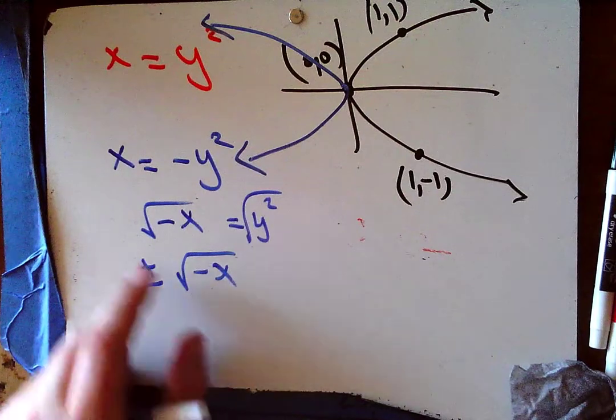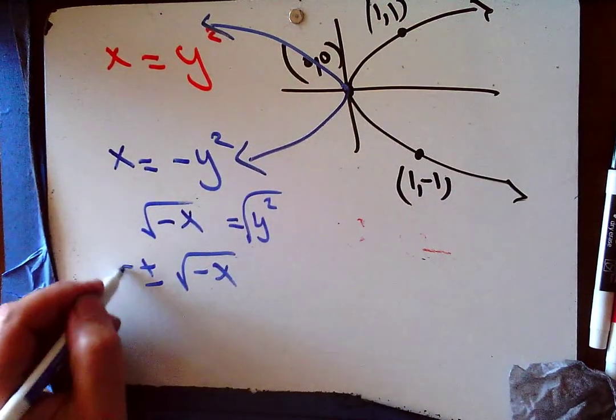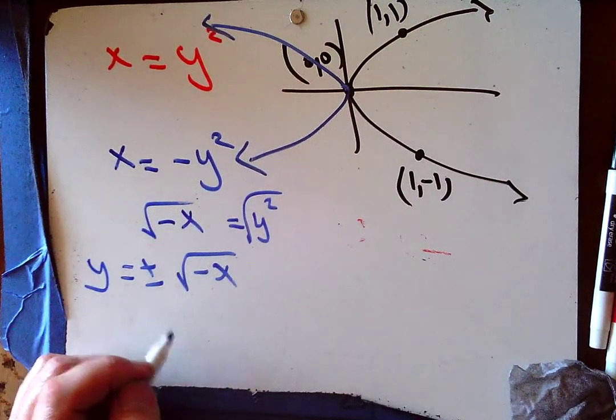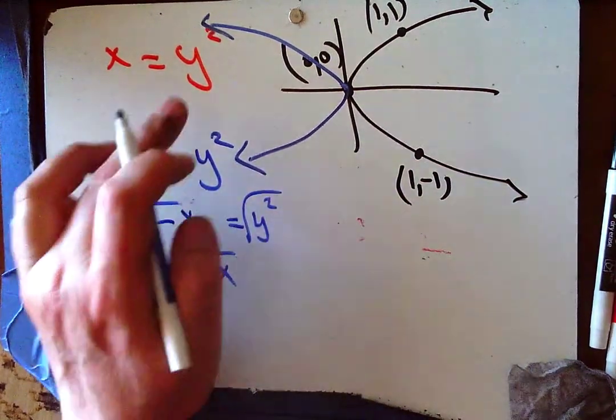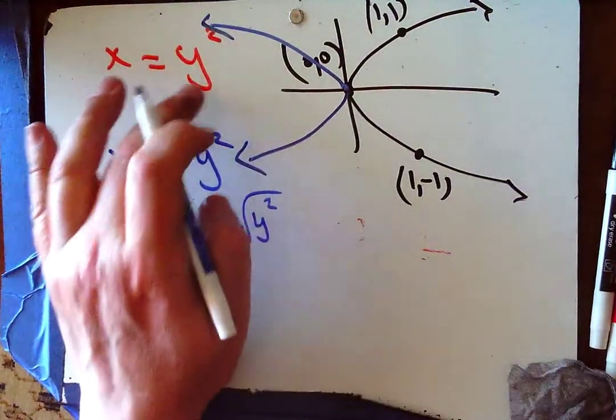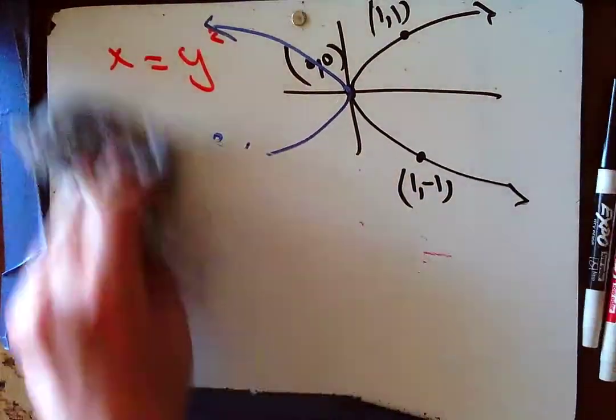Now, I don't particularly want to take the time to solve this for y equals. I just want to be able to look at that and say, okay, this is a reflection this way of my good old y squared graph.